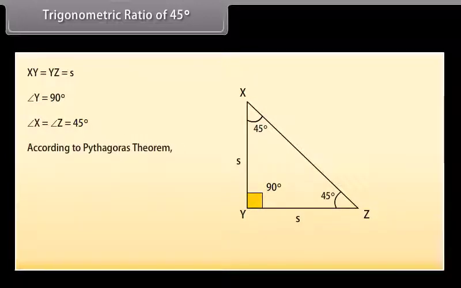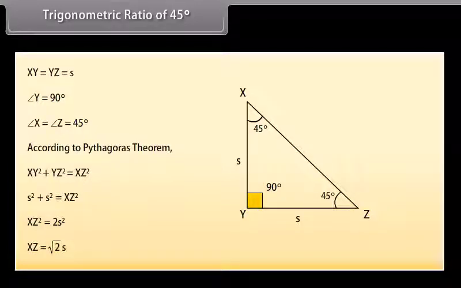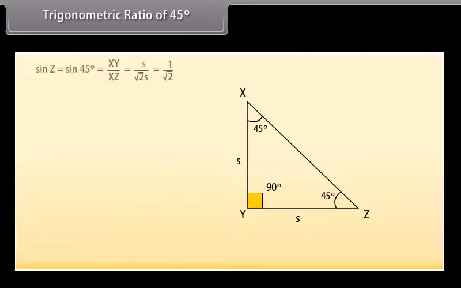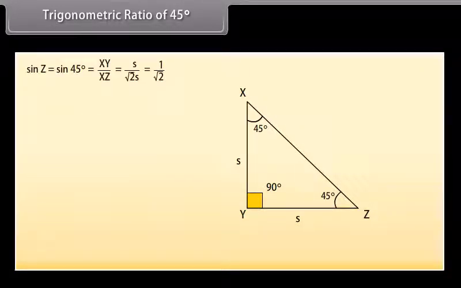According to Pythagoras' theorem, XY square plus YZ square is equal to XZ square. By substituting the values, we get s square plus s square is equal to XZ square. XZ square is equal to 2 s square, which means XZ is equal to square root 2 s. Sin Z is equal to sin 45 degree, which equals XY upon XZ, which equals s upon square root 2 s, which is equal to 1 upon square root 2.